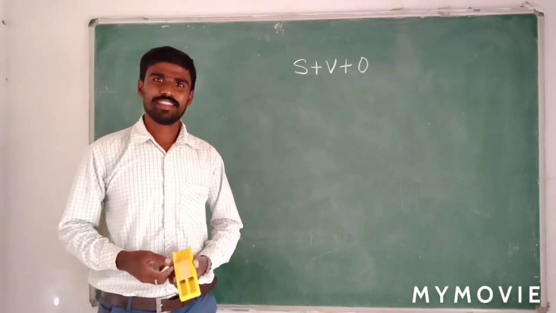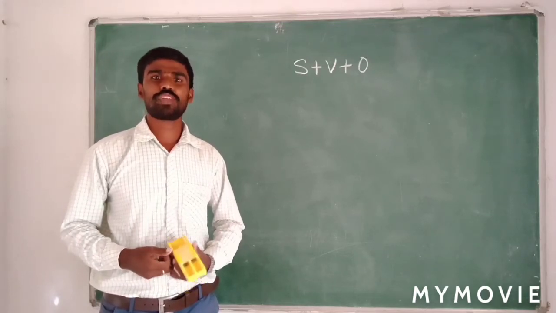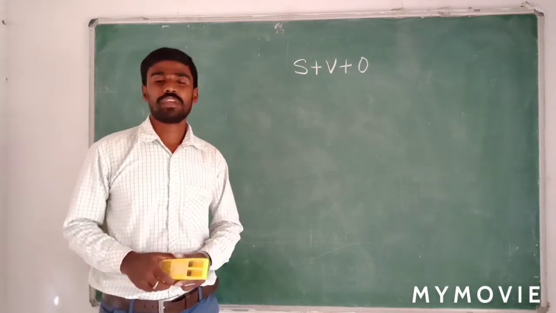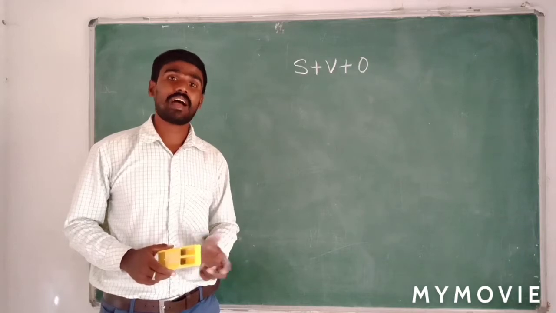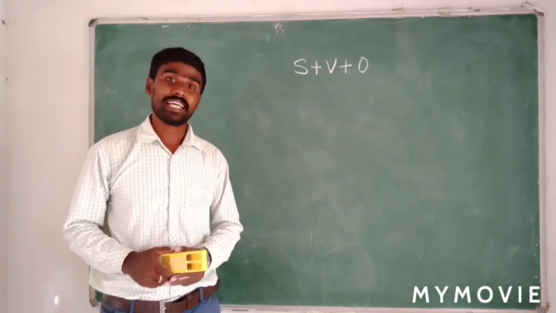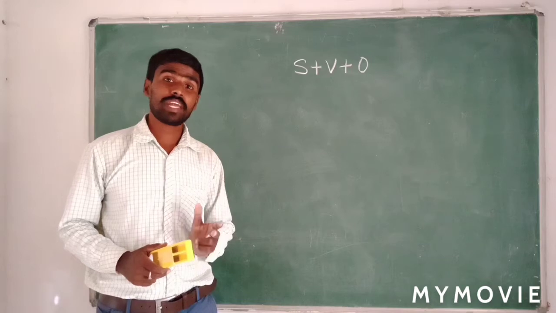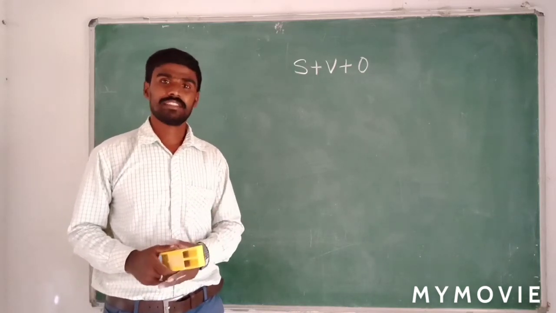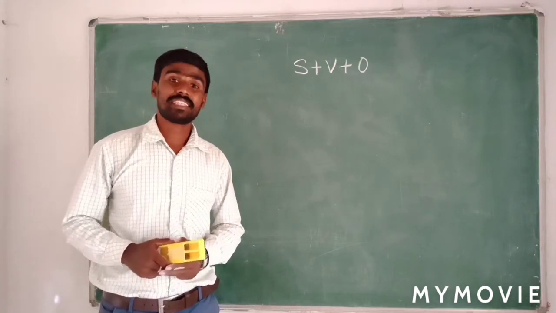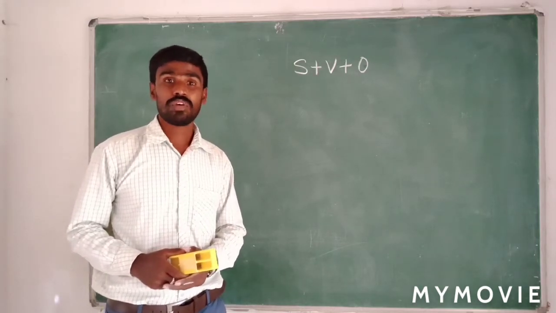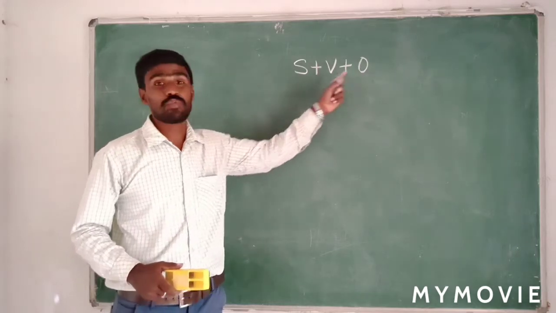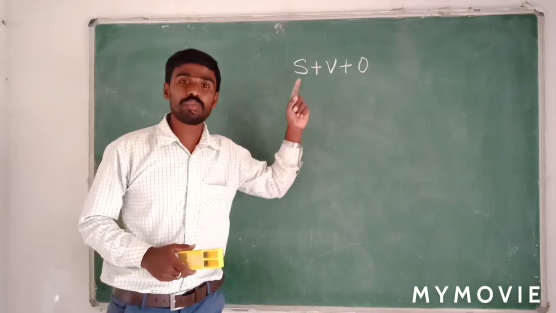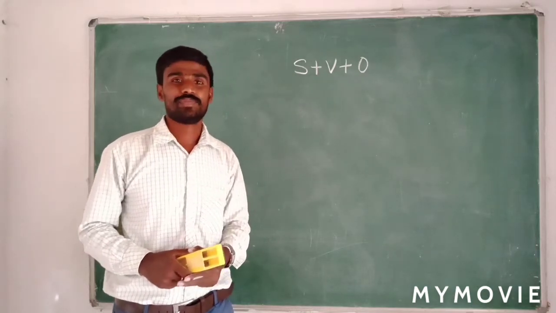Hello everyone. In this video, we will learn how to frame sentences in English. Whenever we want to talk about something or write about something, we use sentences. And it is very important to learn how to frame sentences in English. While framing sentences in English, we follow a formula called SVO. S stands for subject, V stands for verb, and O stands for object.